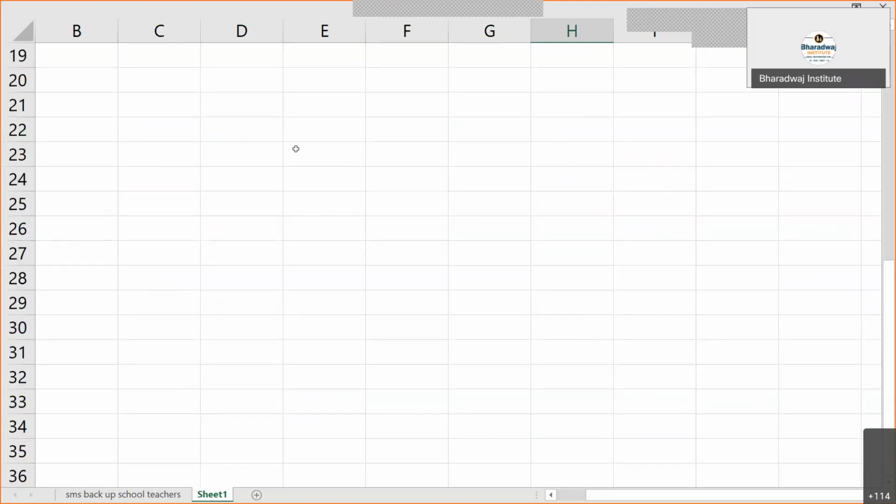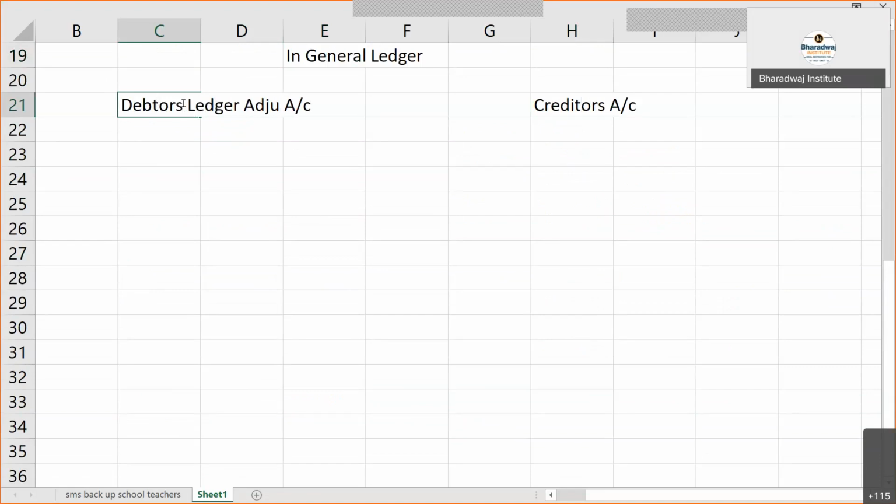For the purpose of preparation of self-balancing ledgers, you have to remember the debtors account and the creditors account. So this is called the general ledger. We are going to prepare the debtors ledger adjustment account, nothing but the debtors account, and the creditors ledger adjustment account, which is nothing but the creditors account. This is called by a different name.